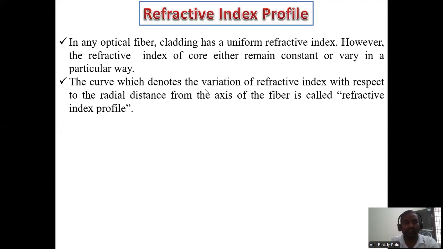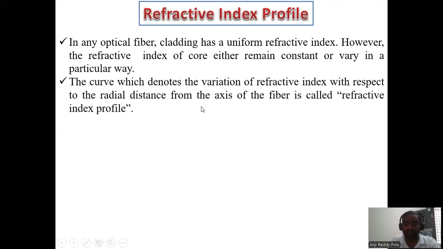The curve which denotes the variation of refractive index with respect to the radial distance from the axis of the fiber is called the refractive index profile. That means how the refractive index of core is changing along the radial distance from the axis. That is called refractive index profile.